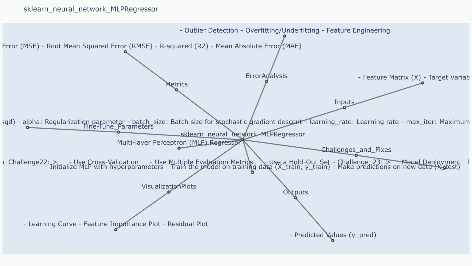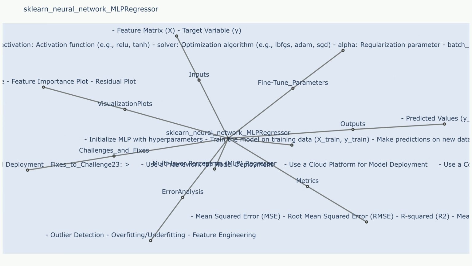Challenge 3: slow training convergence. The model takes a long time to achieve satisfactory performance. Sample use case: a large dataset with many features or a complex network architecture can slow down training.